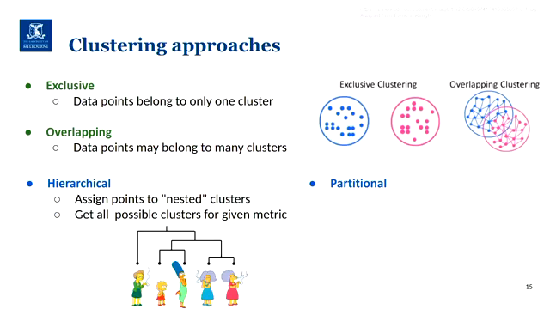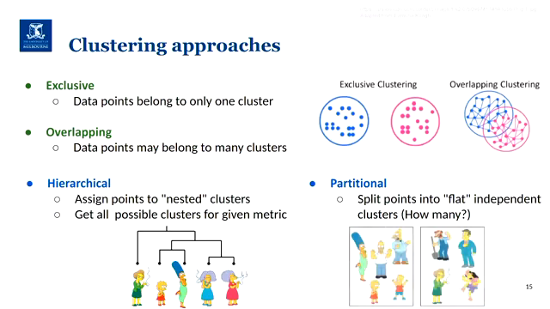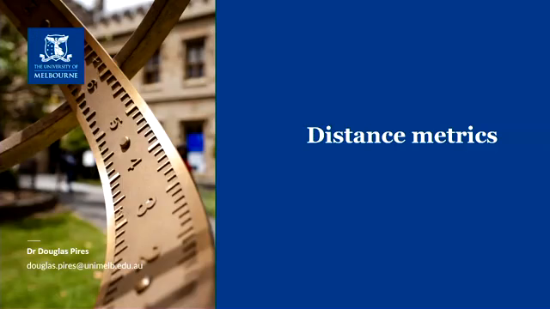And we can have partitional clustering, which will basically split the points into flat, independent clusters. And then we have to answer the question, how many? Is it 2? Is it 3? It's quite important to define that. And coming back to the 3 main components of clustering, we had to define a distance metric, we had to be able to evaluate the quality of the clusters, and we have to have the clustering algorithm which will optimize this objective function.